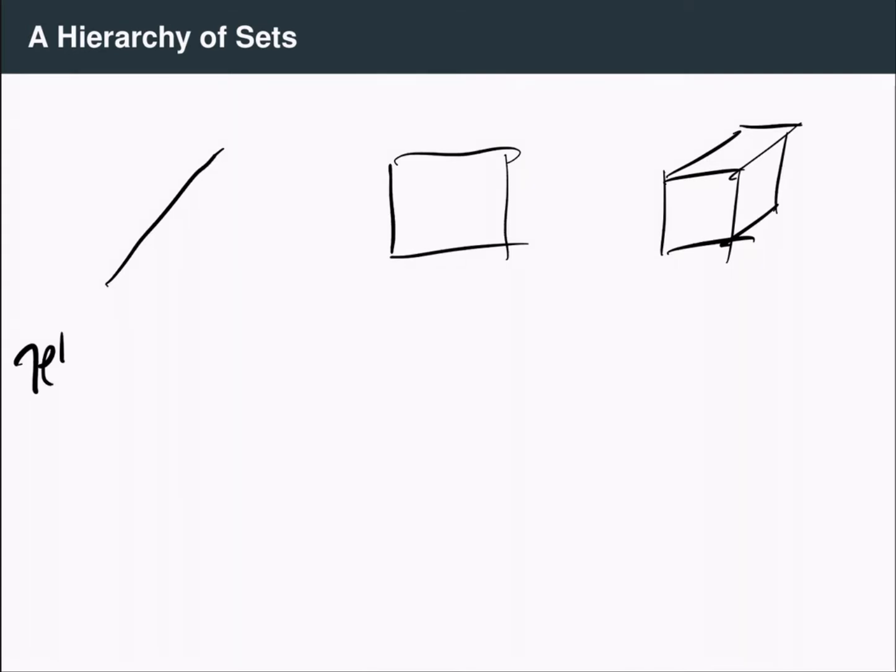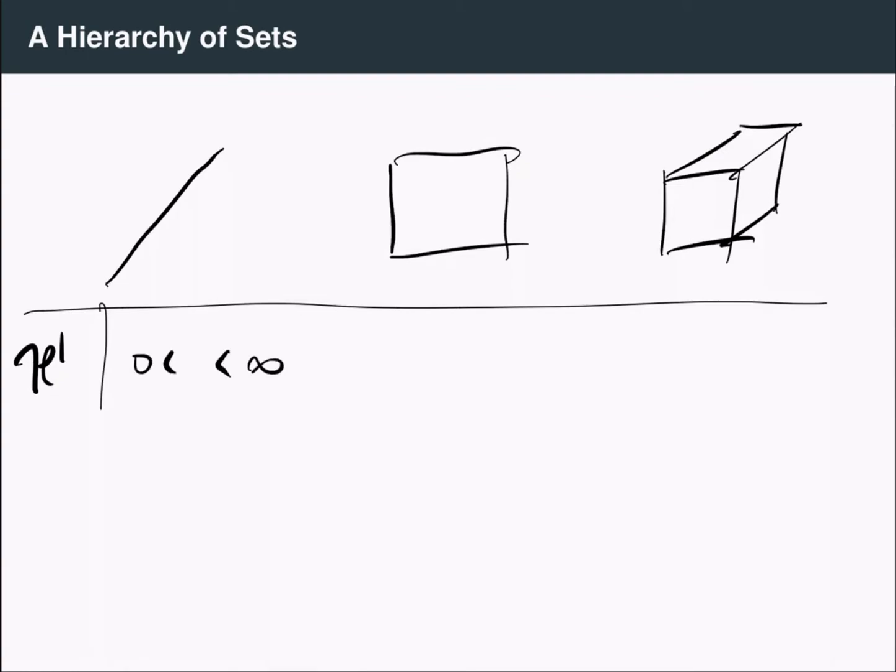let's say H1, then if we look at the sizes of these sets with respect to H1 measure, the line segment will have value between 0 and infinity, and then the square will have infinite length because essentially we can pack an infinitely long curve into the square. So it has infinite measure, and so will the cube for a very similar reason. So this tells us that the line is definitely smaller than the square and the cube. But as far as one-dimensional Hausdorff measure is concerned, the square and the cube have the same size.